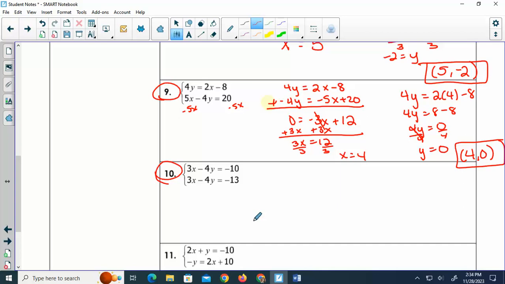Number 10. Can I just add those equations right away? No. So if I do the negative, all right. 3 plus negative 3, those cancel. Negative 4 plus positive 4, cancel. So we are just left with 0 equals 3. Does 0 equal 3? No, so no solution. What if you got 0 equals 0? Infinite solutions. Okay, I'm stopping here for today.